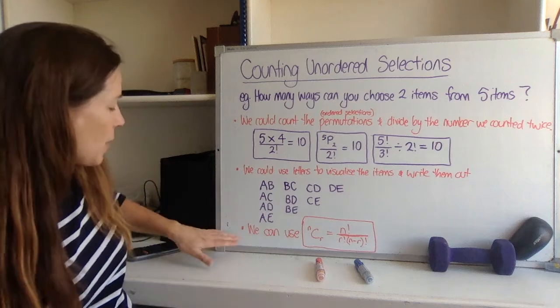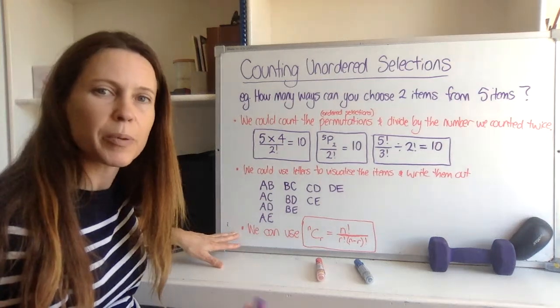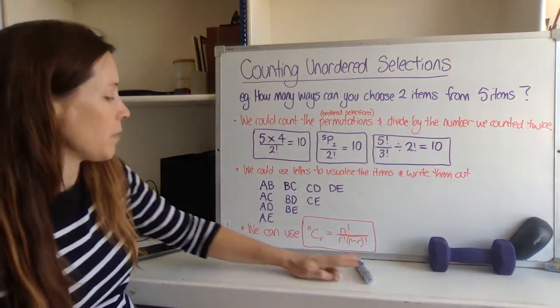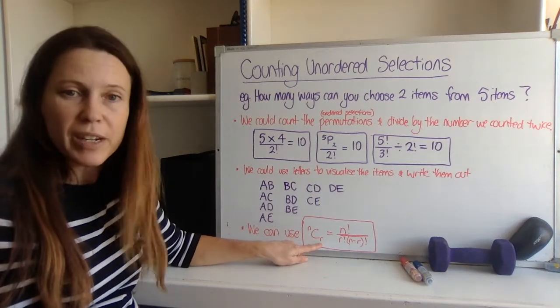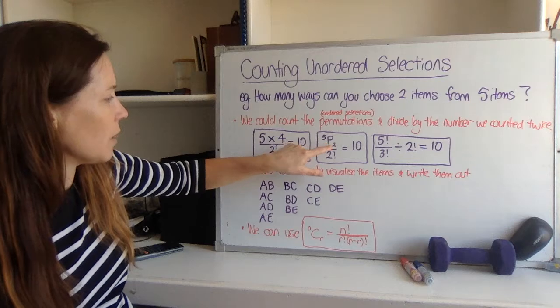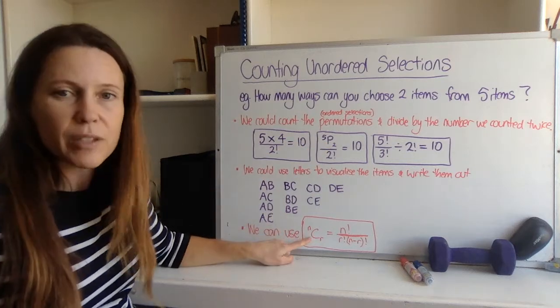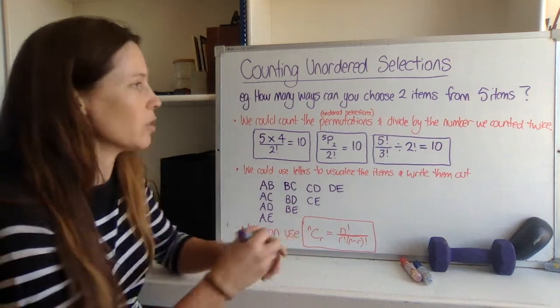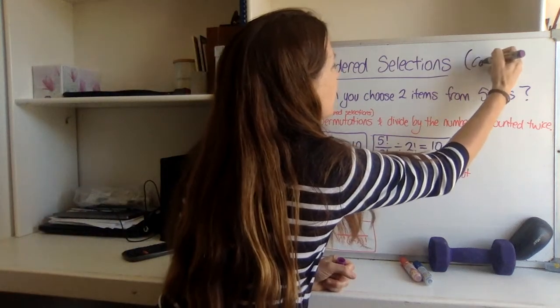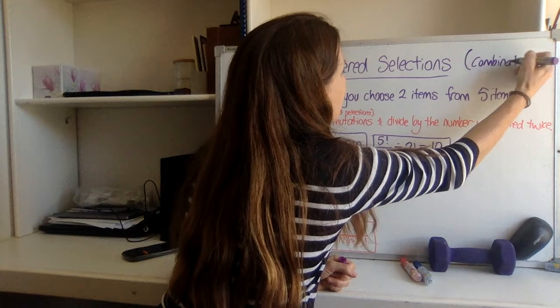Now, the last way that I'm going to suggest, and this is our new way, the one that we're learning today, is we can use this formula here, nCr. Now, we've already seen nPr. The C stands for combination because that's a term that means an unordered selection. We can write that in up here on our heading if you like.